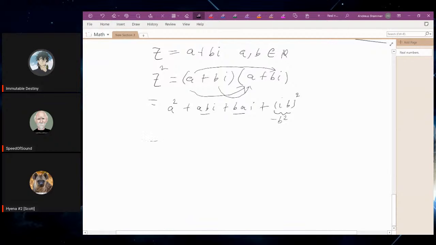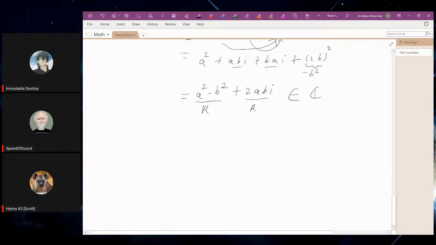So this equals, grouping real numbers together, a squared minus b squared plus 2 times ab i. And a squared minus b squared is definitely real. 2ab is definitely real, but this i is an imaginary number. And this means that this number is also an element of the complex numbers, since we have a real number and another real number times i.